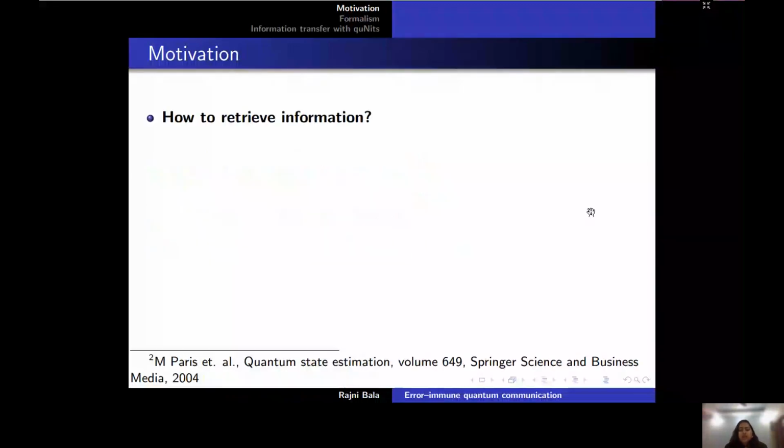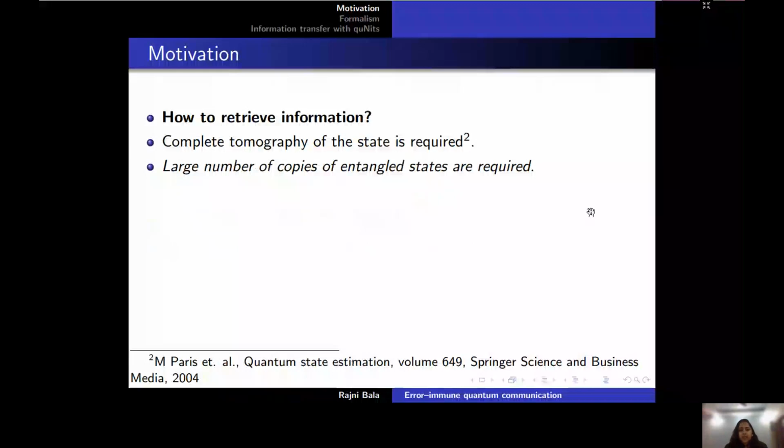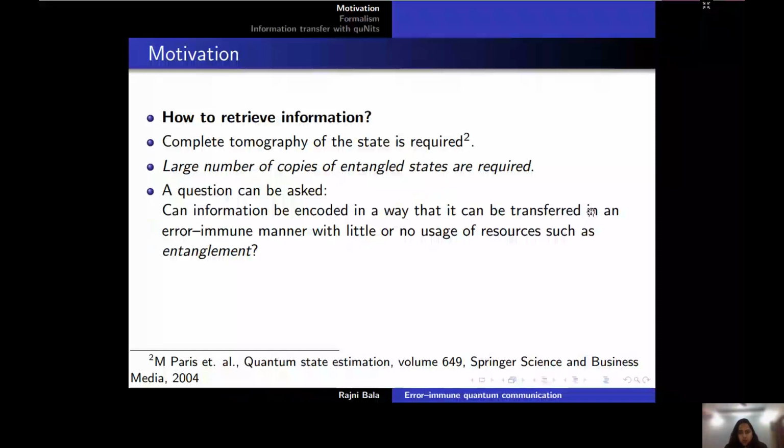After getting this uncorrupted state, the main question is how to retrieve information, and for that, complete tomography of the state is required. Since the information was encoded in an entangled state, the complete tomography demands a large number of copies of the entangled state. However, the generation of entangled state is a difficult task in itself because it is a second order nonlinear process. Therefore, we ask the question: can information be encoded in a way that we can transfer information in an error immune manner with little or no usage of such costly resources such as entanglement?